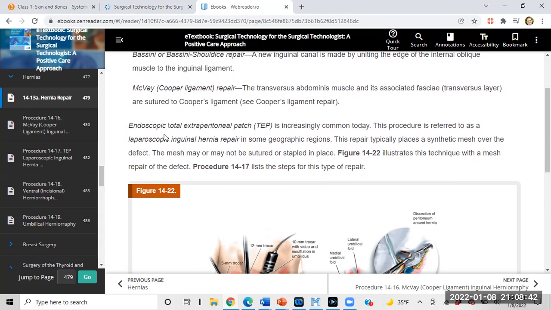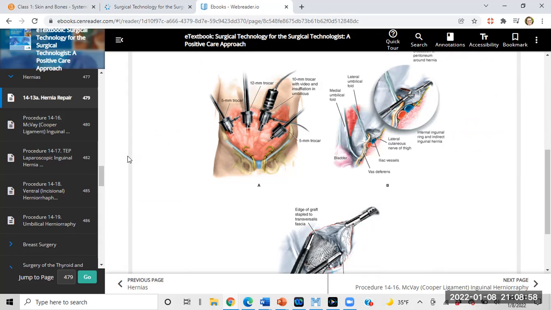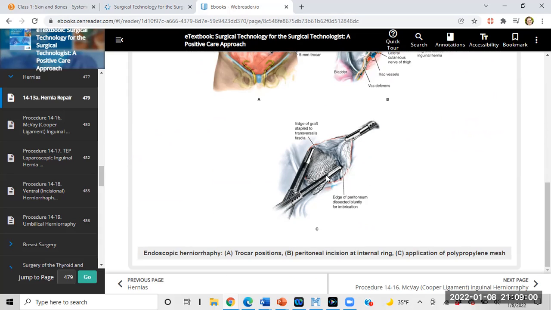Oh, and then the TEP. This is a total extraperitoneal patch. And this is a lot more common today, where they're doing the inguinal repair laparoscopically. And then at the end, they place a synthetic mesh, and we have a ton of those meshes in the lab for you guys. There's the mesh. And so that's placed over that herniated tissue.